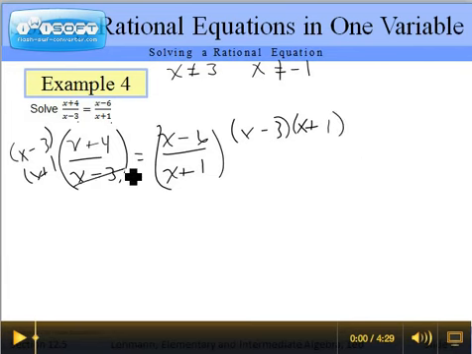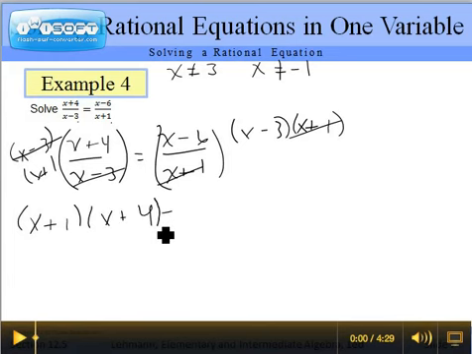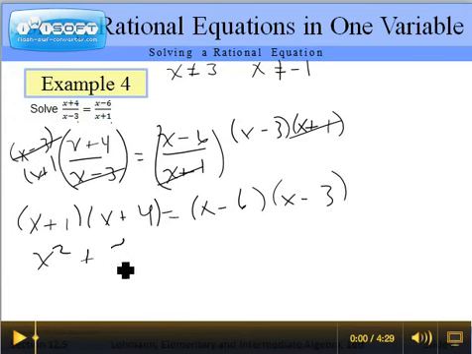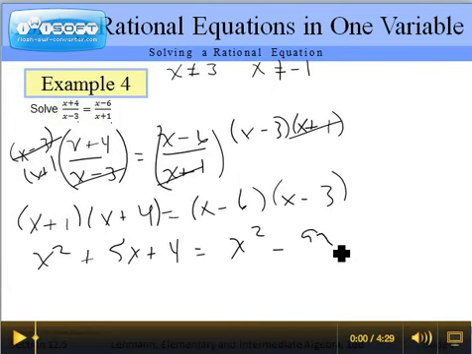Then I'll cancel whatever I can cancel, and I end up with (x + 1)(x + 4) = (x - 6)(x - 3). I then need to FOIL both sides, so I'd end up with x squared + 5x + 4 = x squared - 9x + 18.